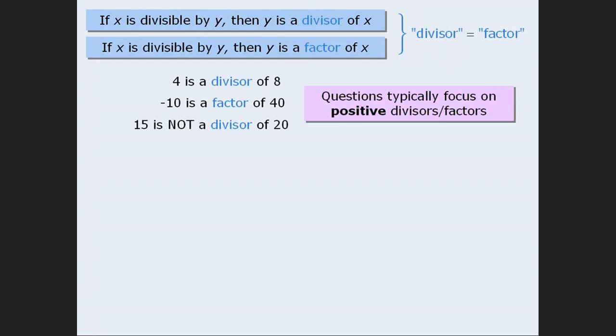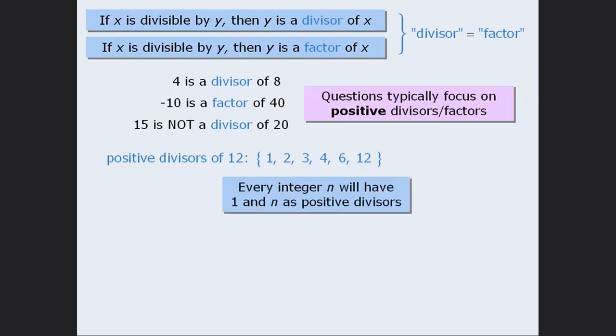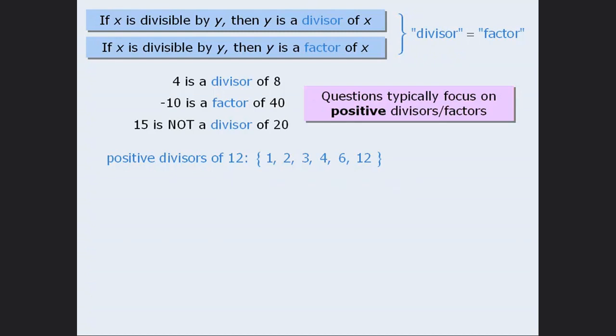All right, let's practice our knowledge of divisors. What are the positive divisors of 12? Well, these are the positive divisors of 12 since they all divide into 12 without leaving a remainder. You'll notice here that the positive divisors of 12 include 1 and 12. As you might imagine, every integer n will have 1 and n as positive divisors. Okay, moving along, the positive divisors of 9 are 1, 3, and 9.